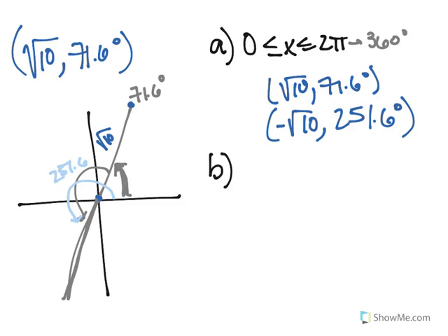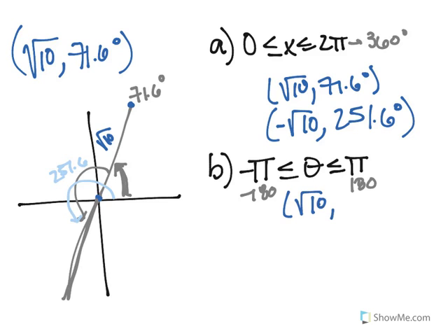Okay. Now I'm going to do the domain that goes negative pi to pi, or essentially negative 180 to positive 180. Okay. My first point still works. My root 10, comma 71.6 still works because it's still somewhere between negative 180 and positive 180. This still is fine.